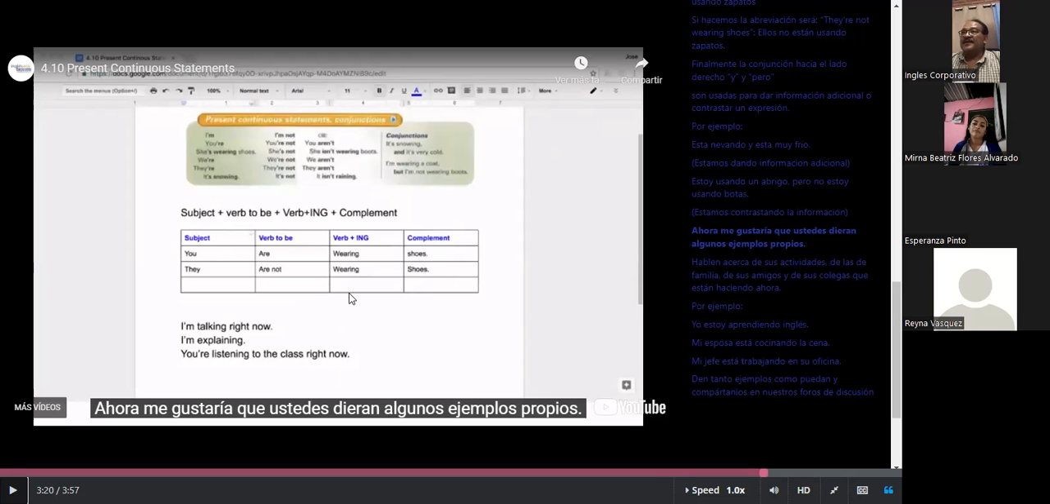¿Qué otra sería? You are brushing your shoes. Los zapatos también se cepillan, right? Aunque la palabra es polishing. Ok, otro verbo que tenga más acciones. Actividades. Running.